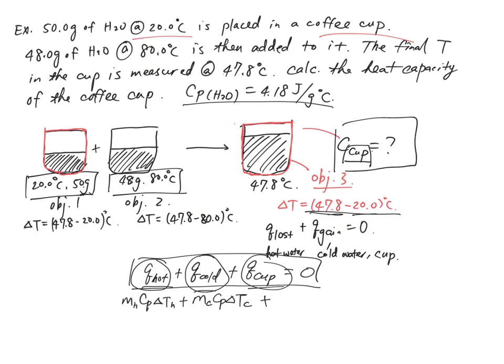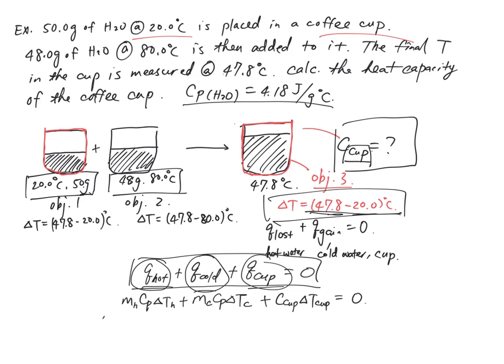How do we represent Q with C? Q equal to C delta T. So C of the cup, delta T of the cup, and delta T of the cup just happen to be the same thing as the cold water. So altogether, these things equal to 0. Now, then it's about plugging your numbers in. It's a long equation, but everything should be in place.